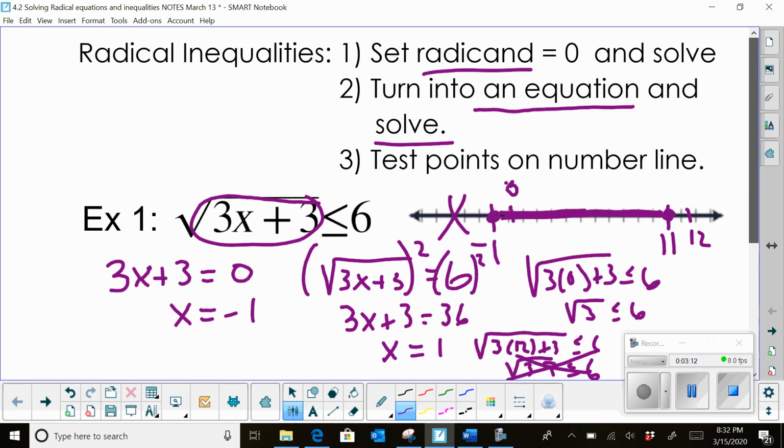So our solution is from -1 to 11, including those points. So my solution is going to be bracket -1, comma 11. And that's the solution. So that's our first example. Let's move on to the next example.